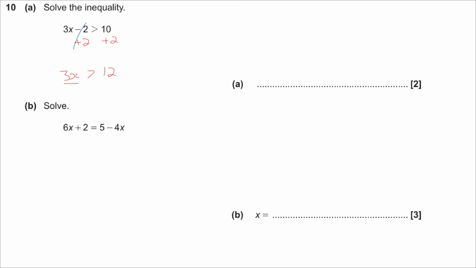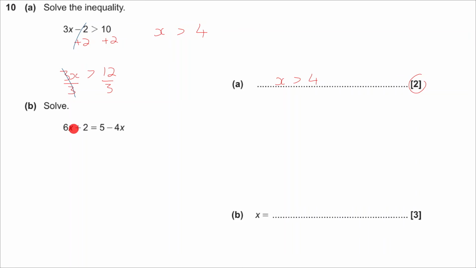So you've got 3 times something bigger than 12. You can now divide both sides by 3. Of course, the 3's here are going to cancel. They are inverse. So you've got just x on the left-hand side being greater than 12 divided by 3, which is simply going to give you 4. So x must be greater than 4. And that is your answer for the first one. So x is greater than 4. 2 marks in the bank.